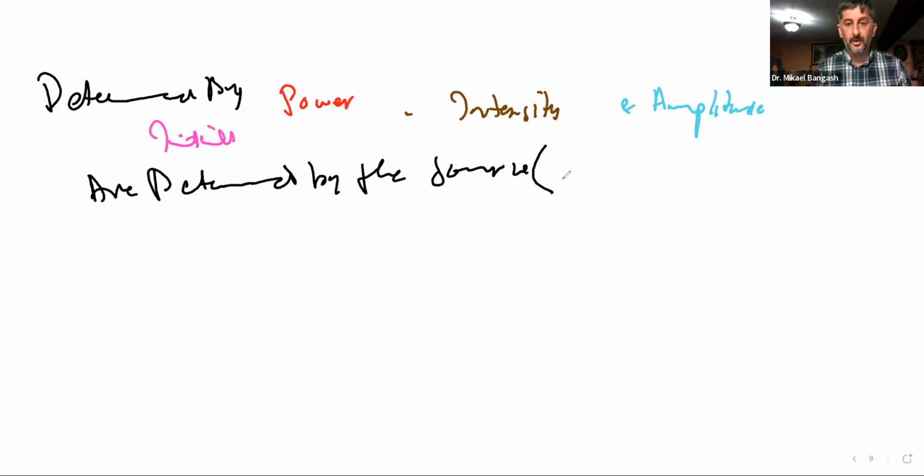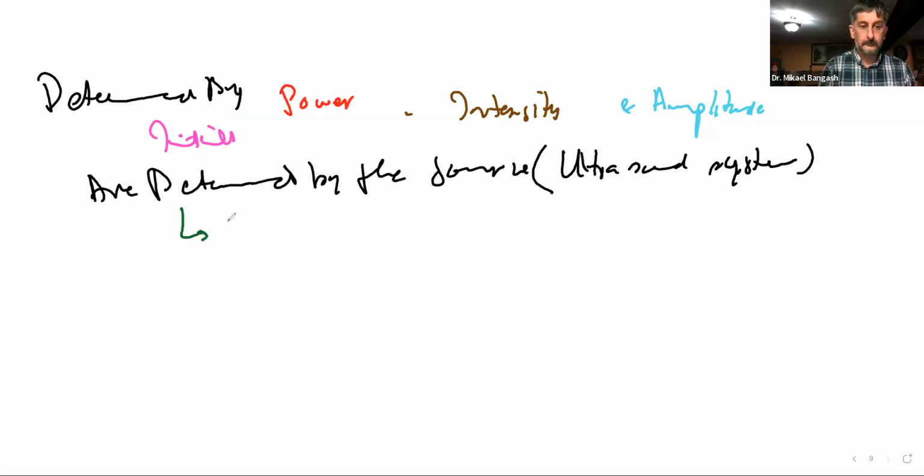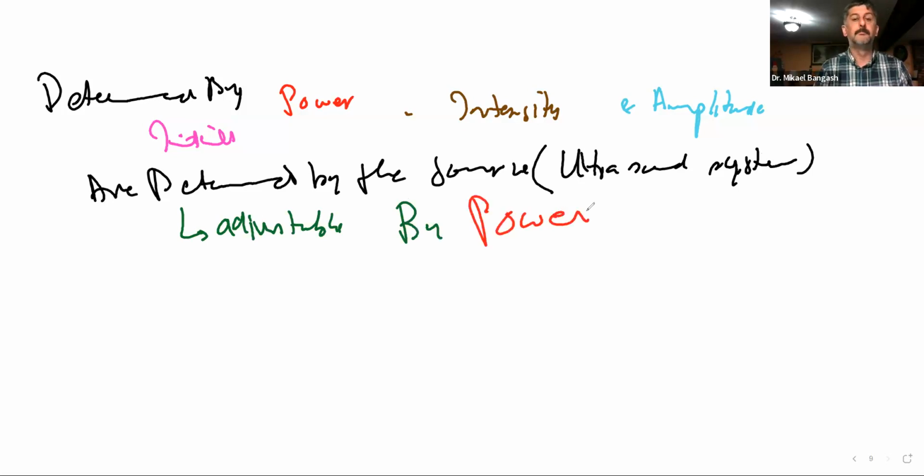Here the source actually is meant the ultrasound system. It is determined by that, but how was it adjusted? Because they are all adjustable in the same way by power.